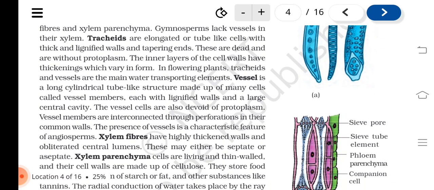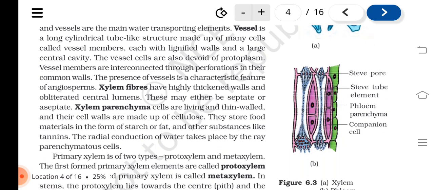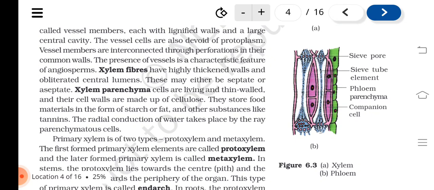Vessel is a long cylindrical tube-like structure and made up of many cells called vessel members, each with lignified walls and a large central cavity. The vessel cells are also devoid of protoplasm. Vessel members are interconnected through perforations in their common walls. The presence of vessels is a characteristic feature of angiosperms.